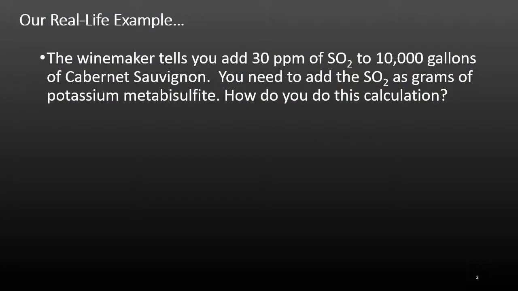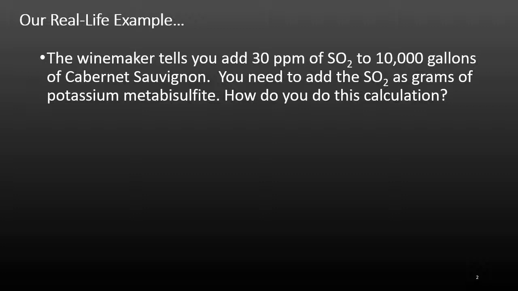We're going to look in this lab basics worksheet about a real-life example, or at least in these slides, we're going to look at this real-life example. And you will take the principles learned here and complete the worksheet 1. So our real-life example is the winemaker tells you to add 30 parts per million of SO2 to 10,000 gallons of Cabernet Sauvignon. You need to add the SO2 as grams of potassium metabisulfite. How do you do this calculation?